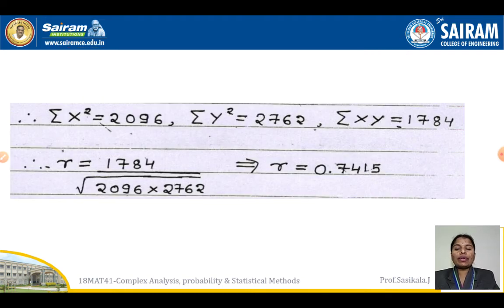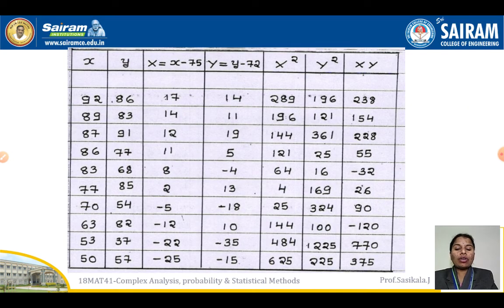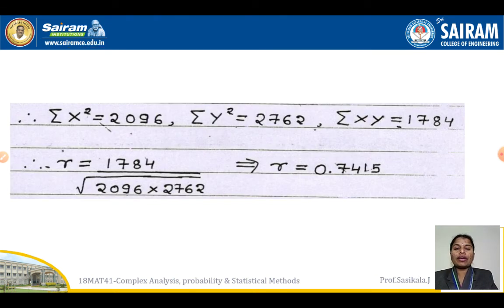Now you can go with the summation values. Add all the values, summation x squared, summation y squared. Add the column of x squared, all the values, I'll get summation x squared. Similarly, add all the values of y squared, I'll get summation y squared. Similarly for summation xy. Now you can substitute in the formula. What is the formula? Summation xy by root of summation x squared into summation y squared. Substitute the values calculated from the table. Now simplify, you can get that the correlation value is 0.7415.